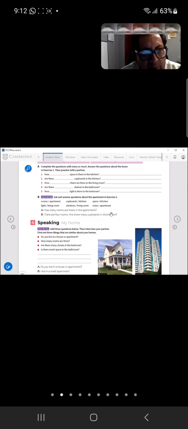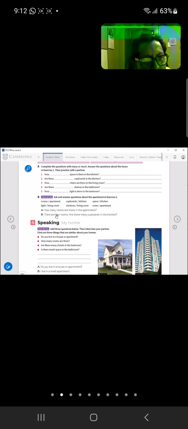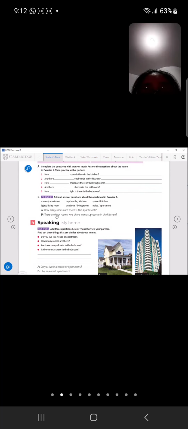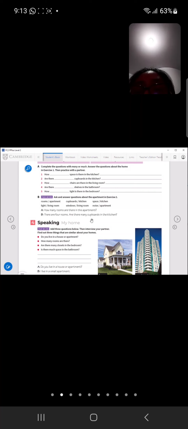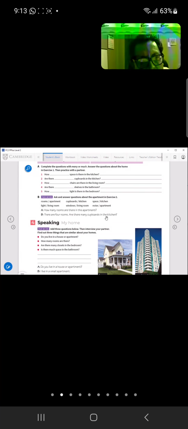Yeah, in exercise 2. Examples? For example, how many rooms are there in the apartment? There are 4 rooms. Are there many cupboards in the kitchen? Please, now, do the question with cupboards and kitchen.